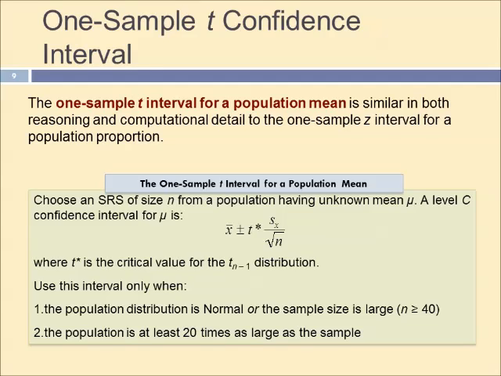And we need to be careful. We only use this interval when the population distribution is normal or when the sample size is large, and let's say when n is greater than or equal to 40. And also the population needs to be at least 20 times as large as the sample.